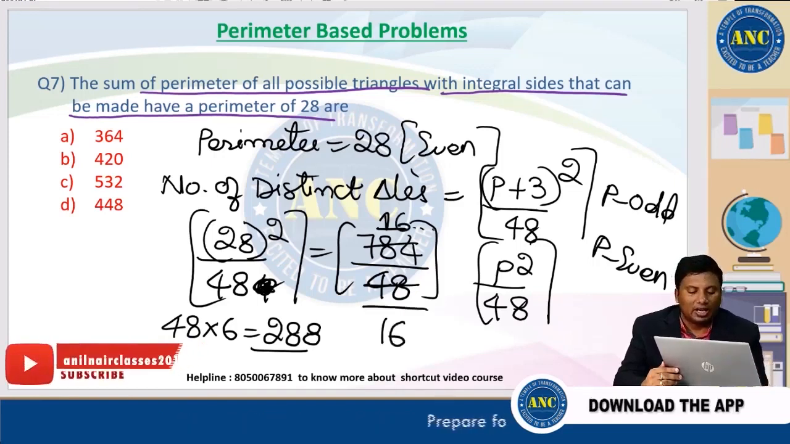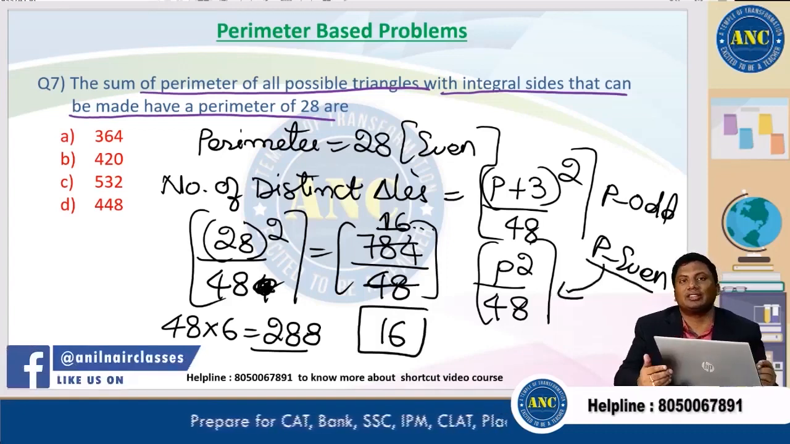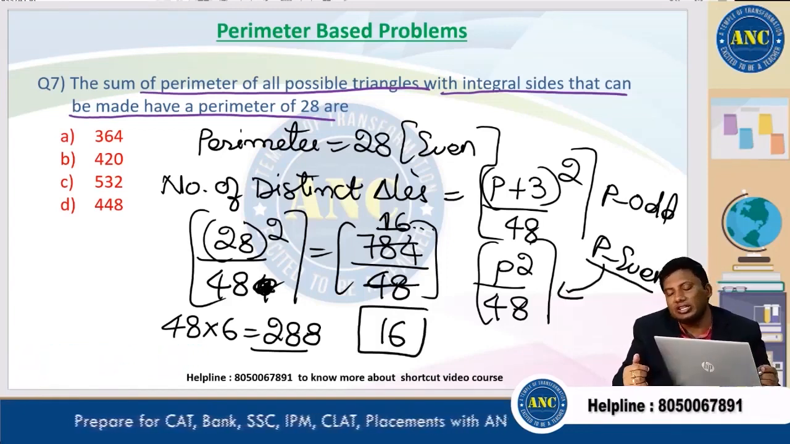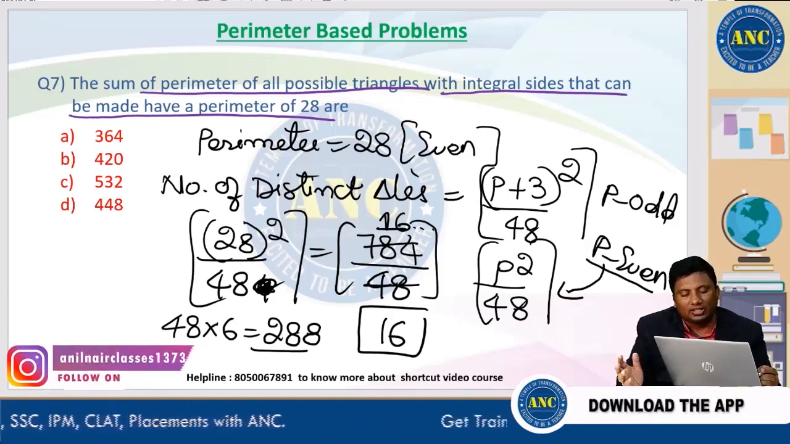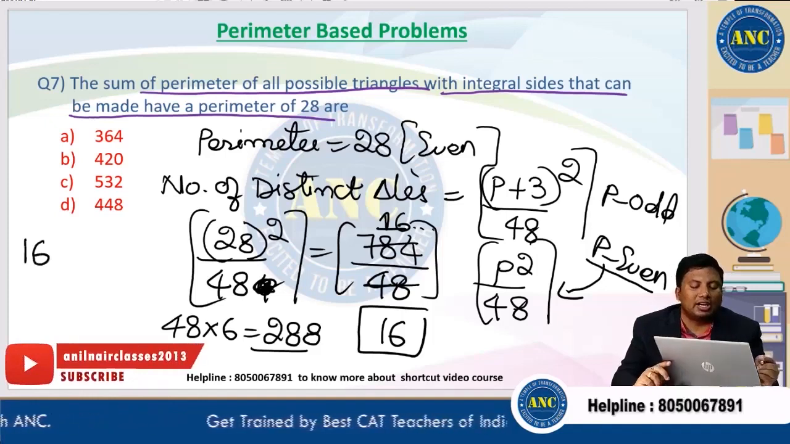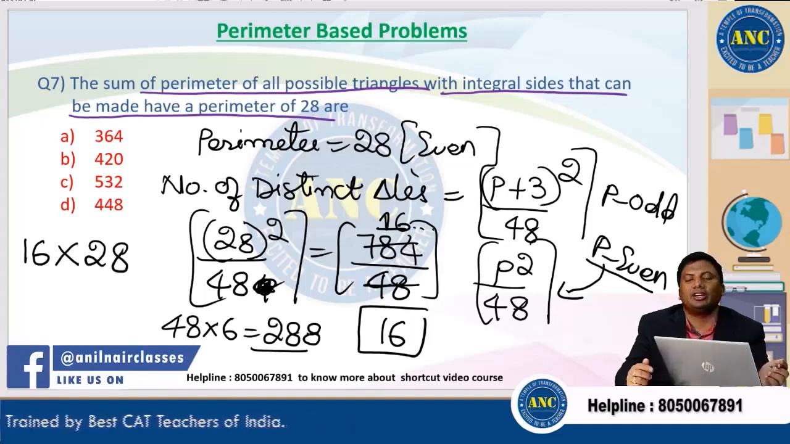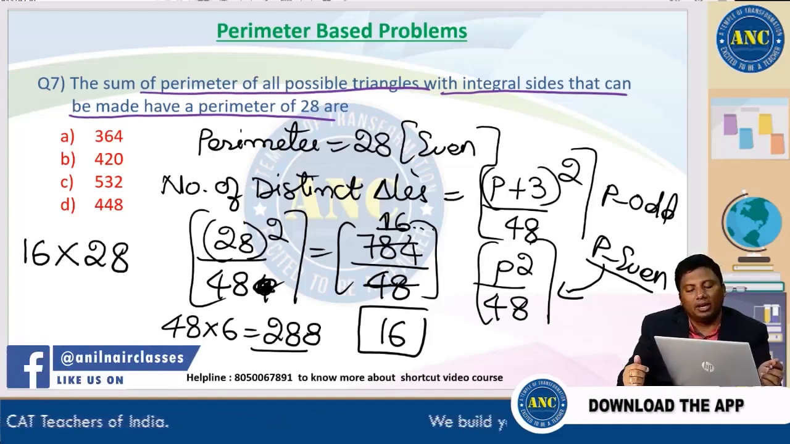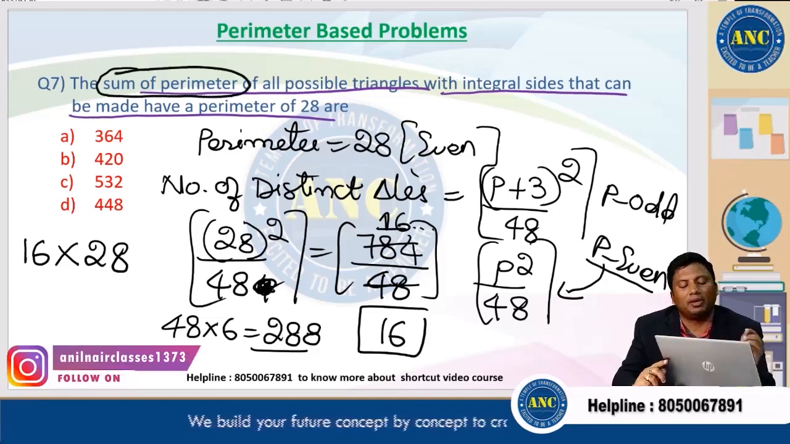So the number of distinct triangles when the perimeter is even is nothing but the nearest integer function of p square by 48. I got 16 point something, which is 16. Like that, I will get 16 triangles. Each triangle will have a perimeter of 28. So he is asking the sum of all the perimeters.